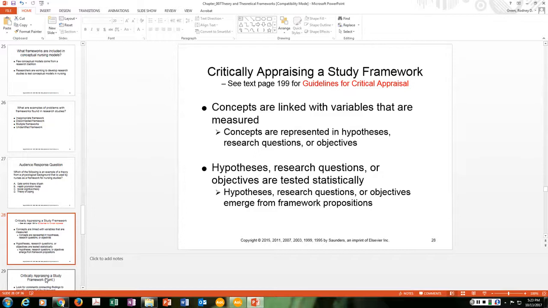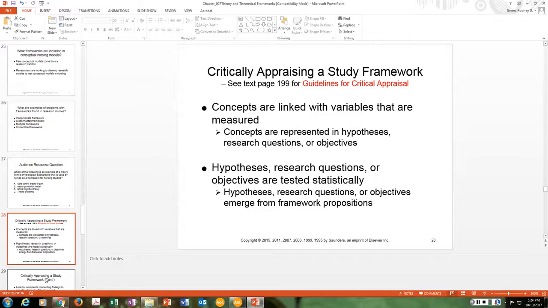Your job in your critiques is to critically appraise a study framework. That's one portion of the critical appraisal. So see your textbook for the guidelines. Here's a capsule. Concepts are linked with variables that are measured. Okay, in the framework, the author uses concepts that are represented in the hypotheses, in the research questions, and/or the objectives.